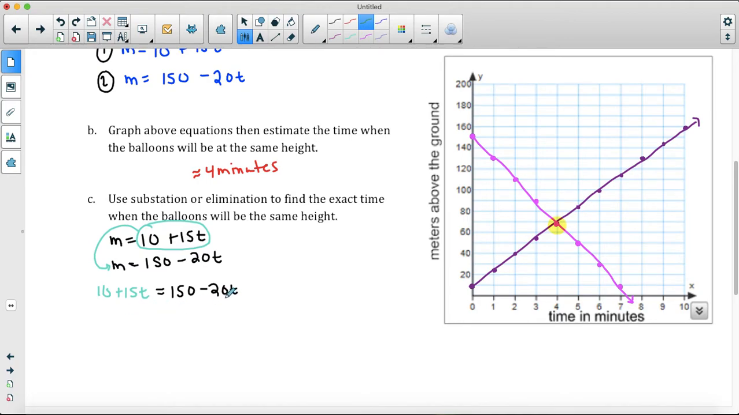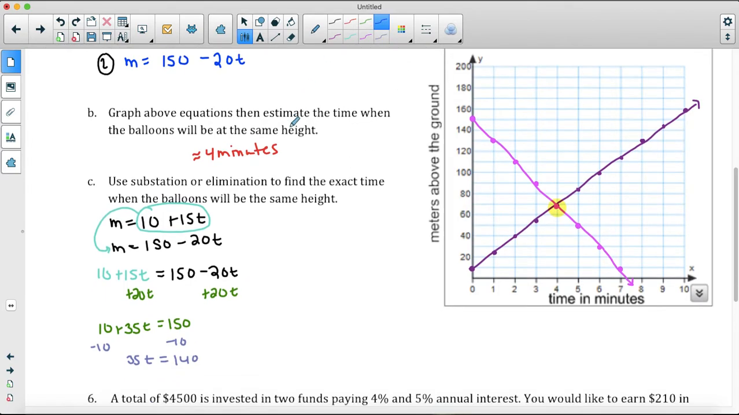We can move all of our variables to the same side, so I'm going to add the 20t to the other side. We'll have 10 plus 35t is equal to 150. I will subtract the 10 from both sides. We'll have 35t equals 140. And then we will divide by 35. We'll get t is equal to 4. So the time is in fact 4 minutes. So we were correct with the estimate from graphing it.